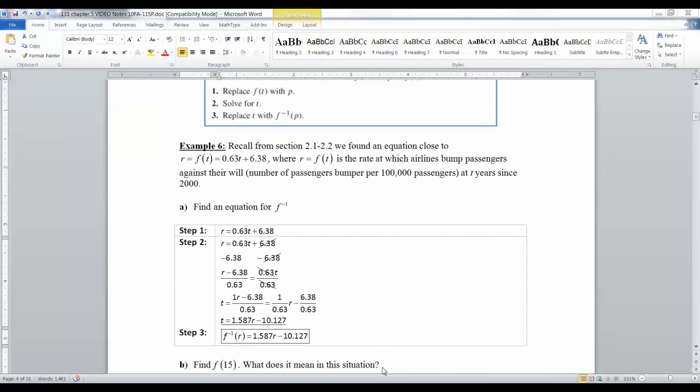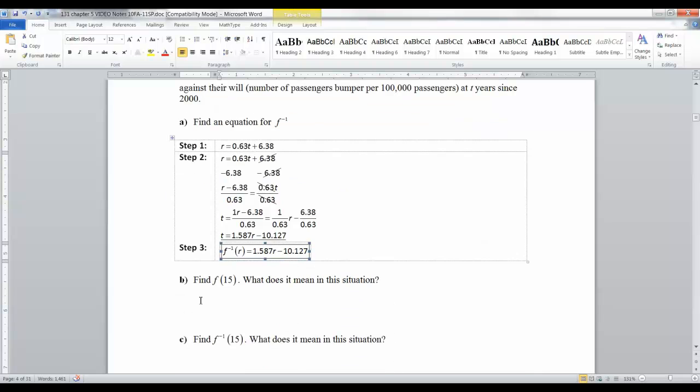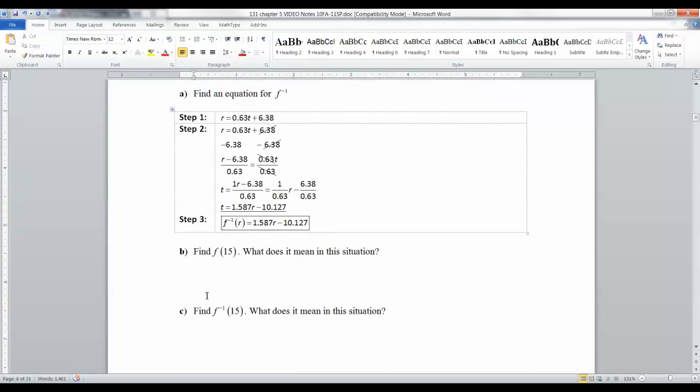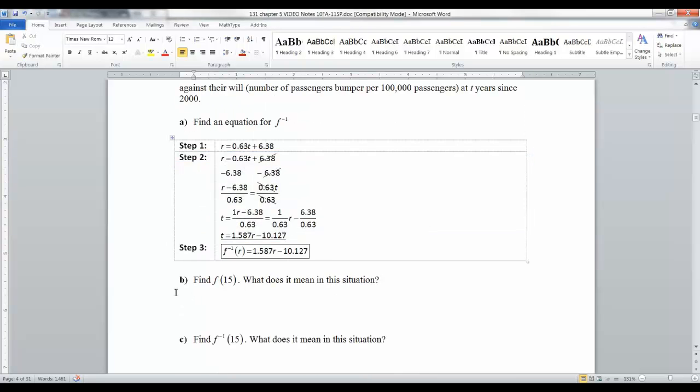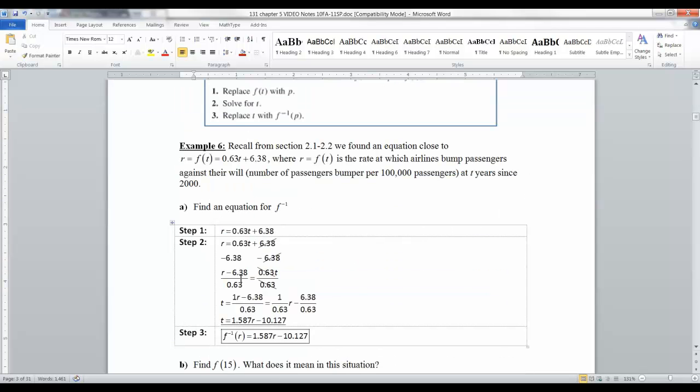All right, for letter B now, let's find f of 15. And then you'll notice letter C has f inverse of 15. So be very careful for these problems. You want to pay close attention to what you're actually being asked to find. So for letter B, that's the regular function f, right? So I want to take 15 and put it into the original function, right? So let's see, it was 0.63.